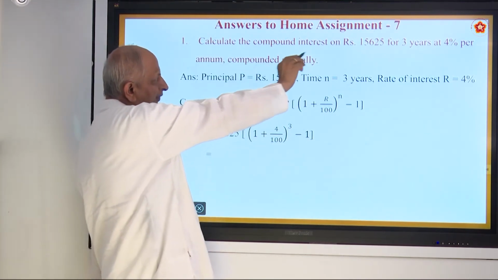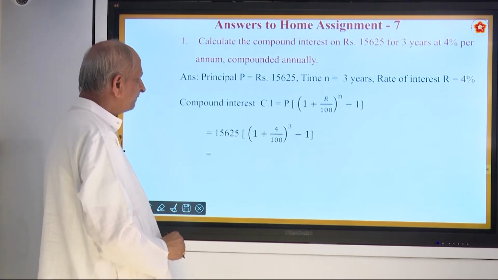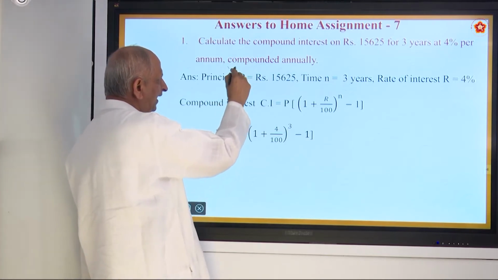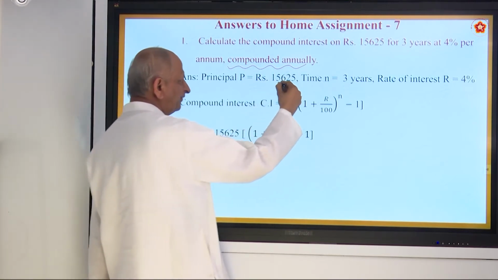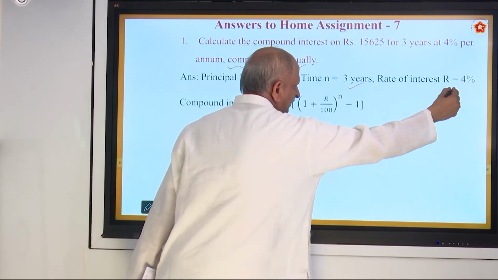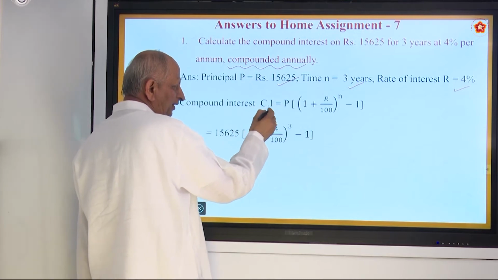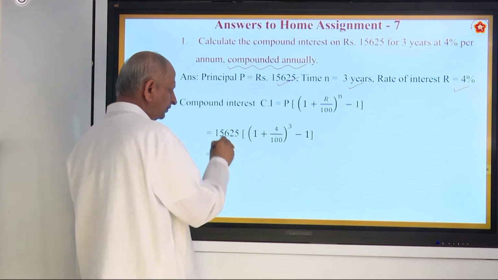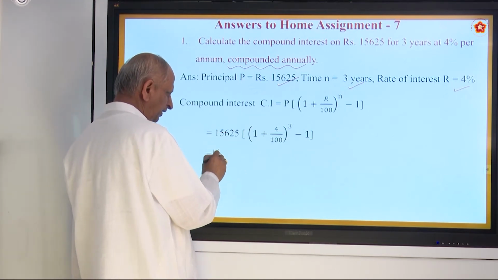Calculate the compound interest for 15,625 for 3 years at the rate of 4% per annum, compounded annually. So, principal is 15,625, number of years is 3, rate of interest is 4. Formula: CI equals P into (1 plus R by 100) to the power of n minus 1. This is P, principal. Note down, don't delay.